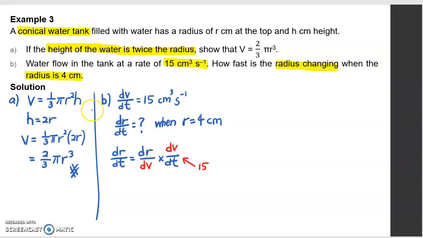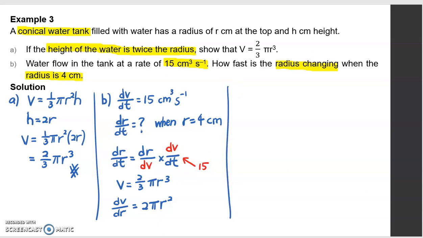So next, I know that we're going to use the volume. The volume that we have here is 2/3 pi r cubed. If I differentiate this volume, we have dV over dr. Bring 3 to the front. So 2/3 times 3 is 2 pi r squared. So this is dV over dr.